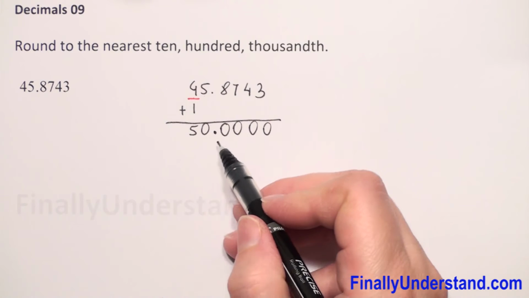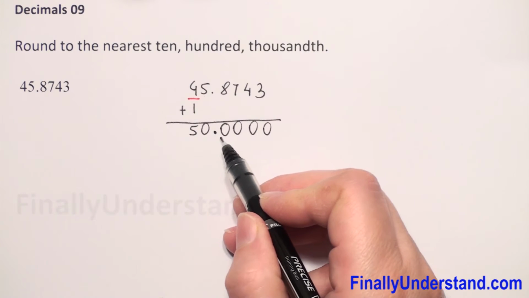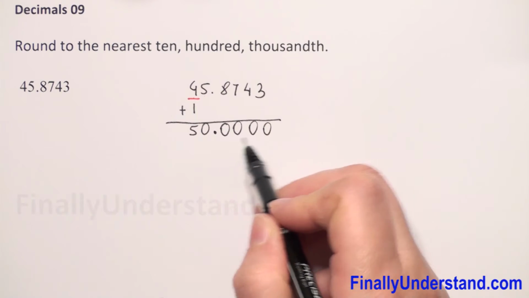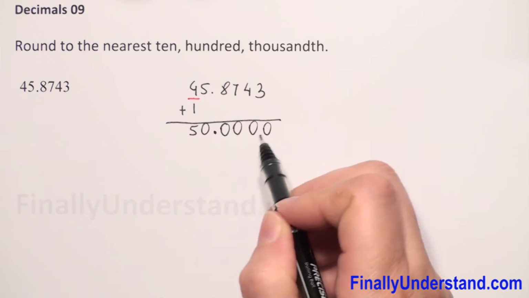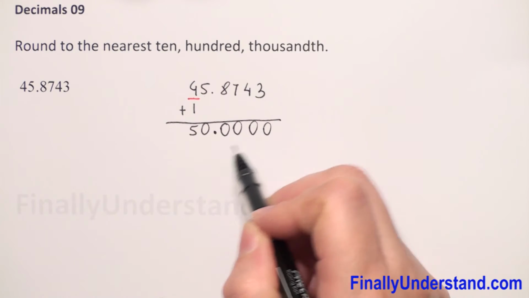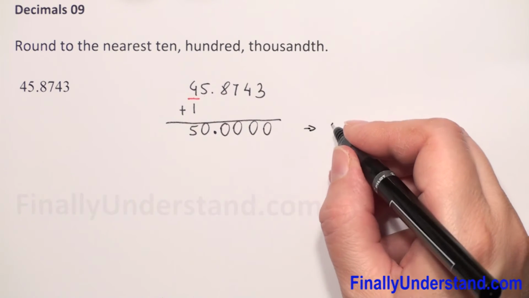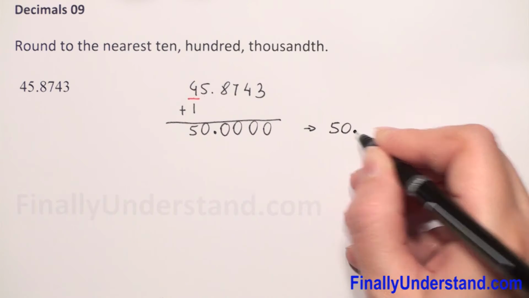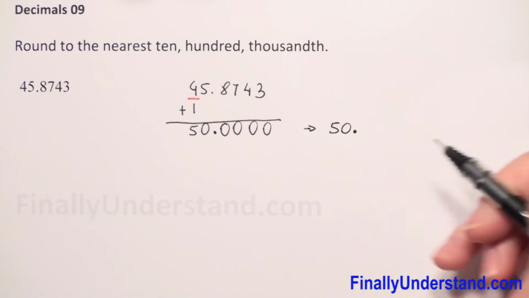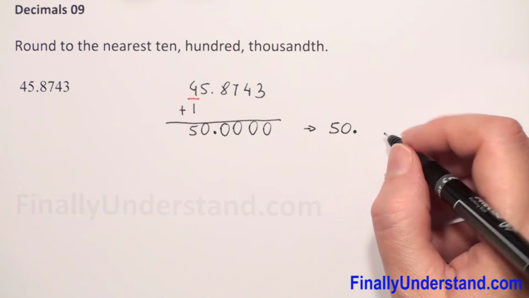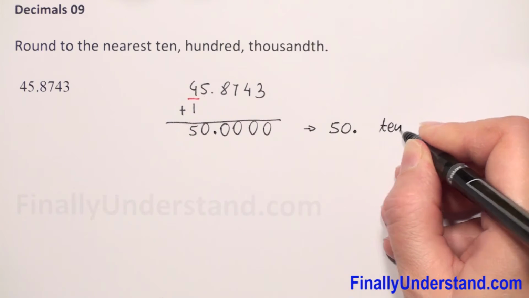And now, every 0 after the decimal point we don't need to write because they don't change the value of our number. This is only 50, and we can write the decimal point. This was rounding to the nearest 10.